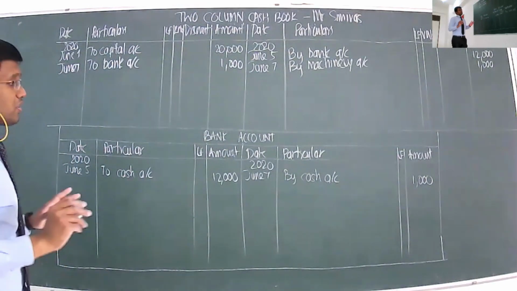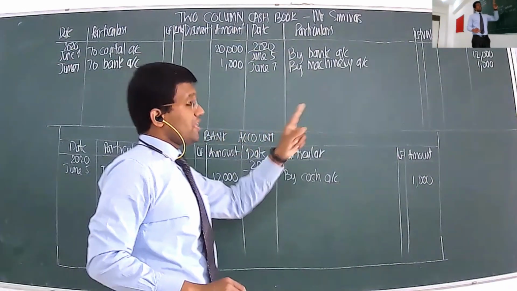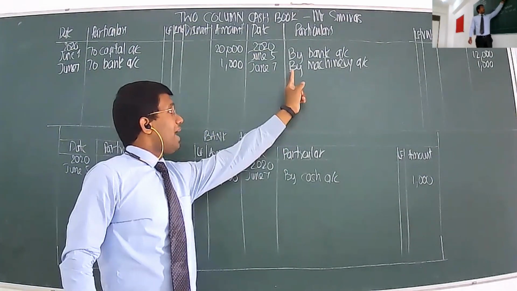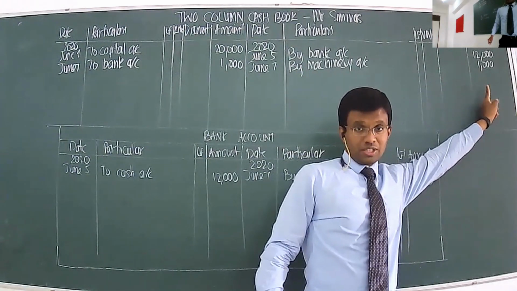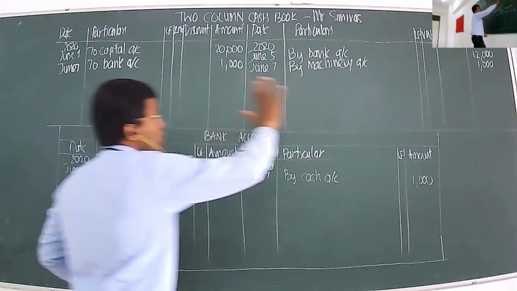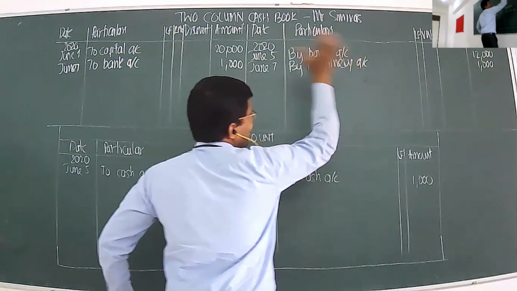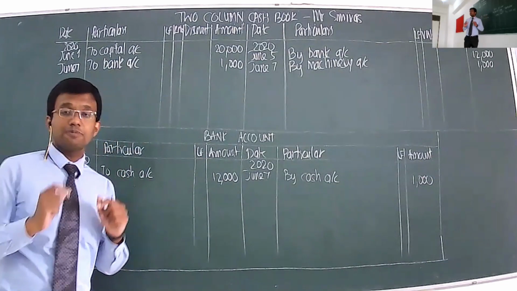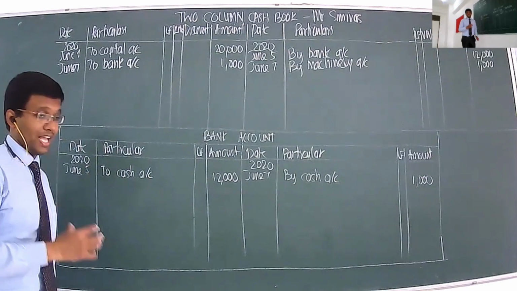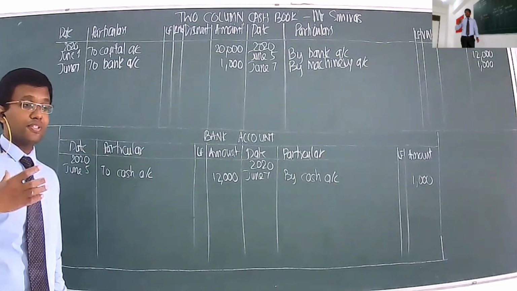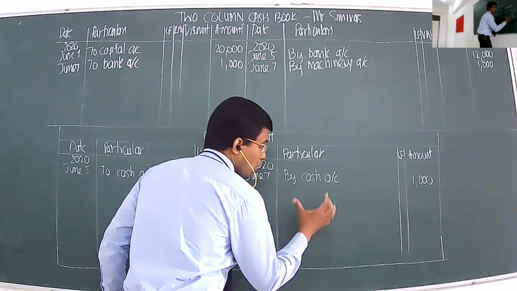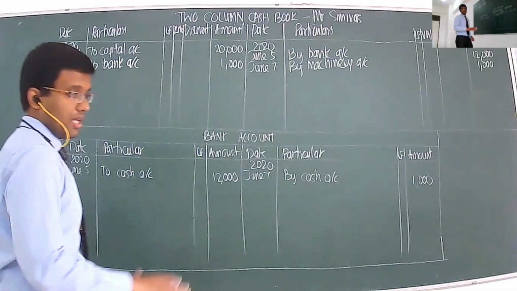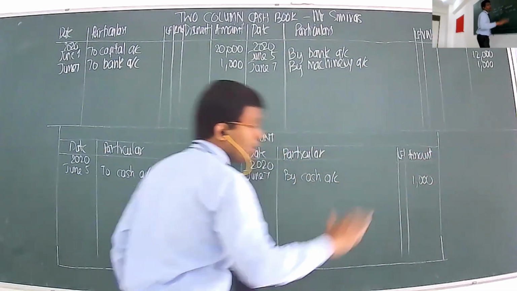Let me explain this transaction once again. On June 7th, you are buying machinery, so by machinery account rupees 1,000. You have already entered the amount for the payment here. But how exactly are you making this payment? The payment is made with the help of a check. Since it is made by check, the money goes out from your bank account. So here it would be by cash rupees 1,000, because the money has gone out from your bank account.